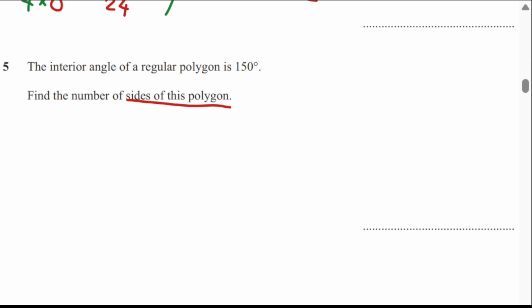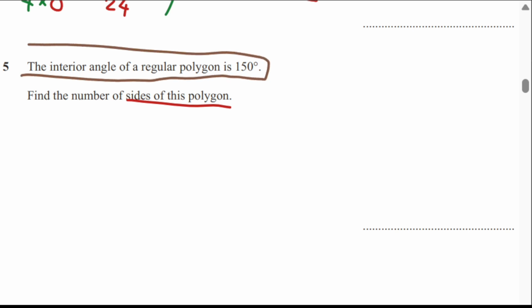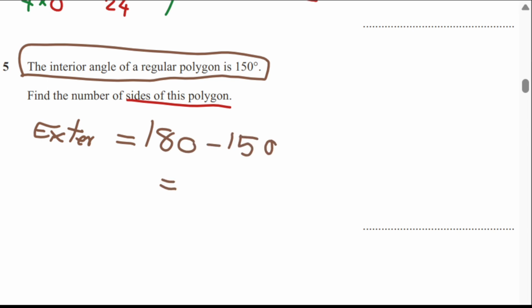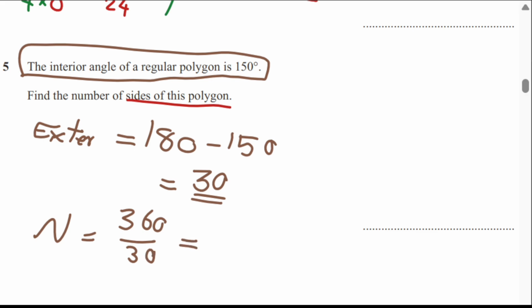Whenever they give you the interior angle and they ask you to find the number of sides, think of the exterior angle. The exterior angle is equal to 180 minus the interior, which is 150. So 180 minus 150 is 30, isn't it? And then, once you got the exterior angle, the number of sides, n, is equal to 360 divided by the exterior angle. How easy. Now just do 360 divided by 30.